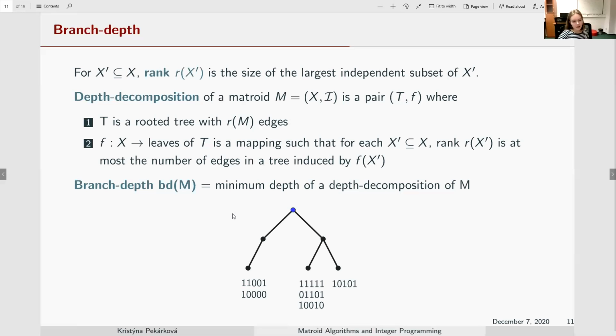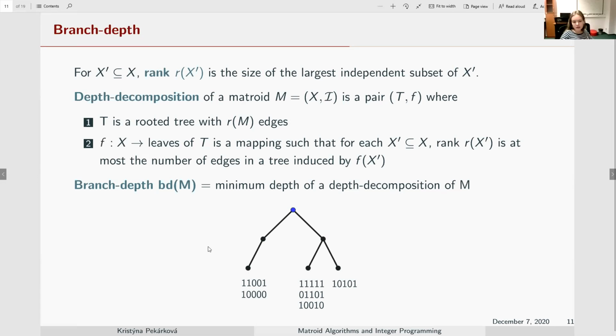Then we can define the branch depth of a matroid as the minimum depth of a certain decomposition tree of the matroid. This decomposition tree is called a depth decomposition. So what is the depth decomposition of a matroid? It's a pair that consists of a tree T and a mapping. For the tree, we require that the number of edges of this tree is exactly the rank of the matroid. And the mapping is between the elements of the matroid and the leaves of T. So we map these elements of the matroid to the leaves of the tree.